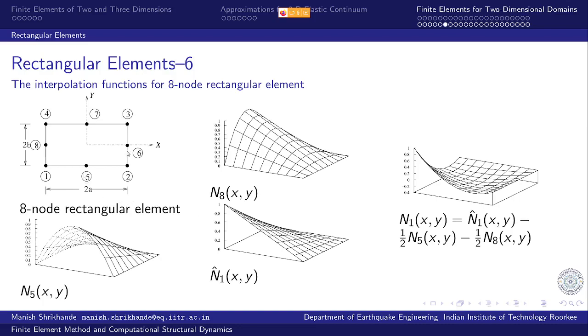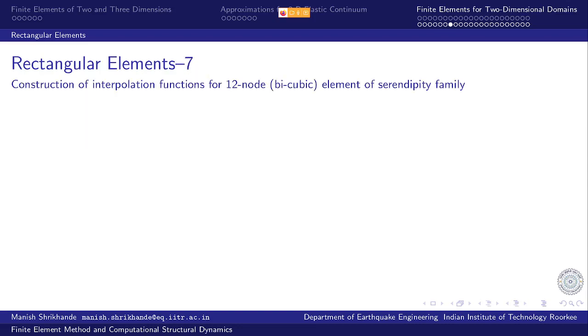We develop the interpolation function for a mid-side node using the zeros of the other edges and then normalize to have unity at the respective node, and then subtract the required amount of contribution from the bilinear interpolation for the corner nodes. So first develop the interpolation for mid-side nodes and then modify the bilinear interpolation of the corner nodes of the 4-node rectangle. That's how we get the interpolation functions for 8-node rectangular serendipity elements.